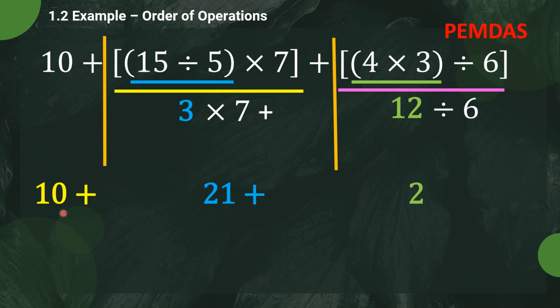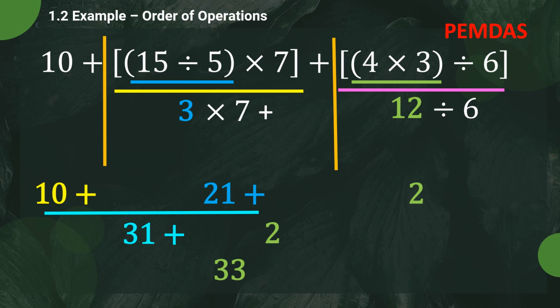All right, so now my problem is 10 plus 21 plus 2. So now I'm ready to do 10 plus 21, which is 31, plus 2. And I add those together and I get 33. And that is my final answer. So it's kind of neat how you can take a really ugly problem like we started out with up here and whittle it away step by step and get a really pretty final answer of 33. All right, so that is order of operations.